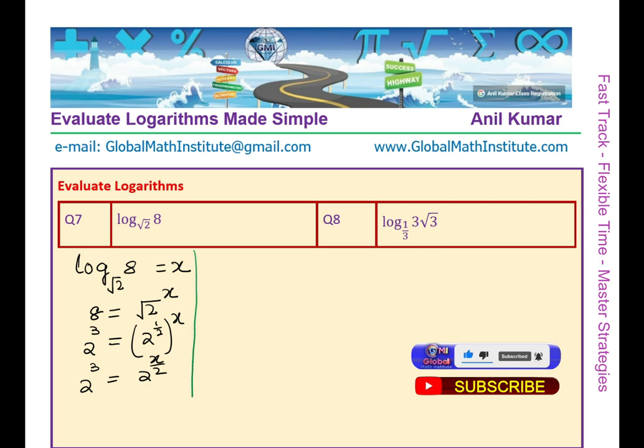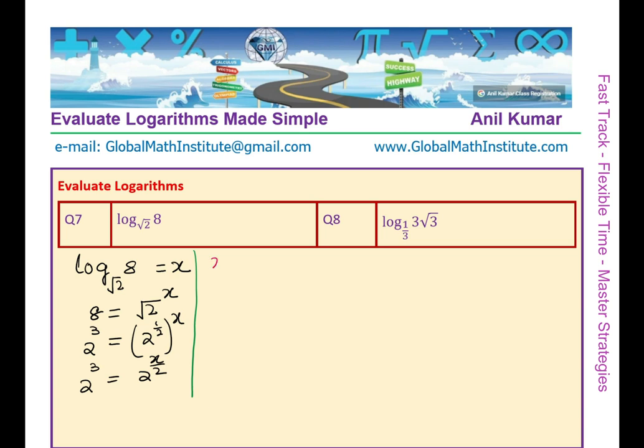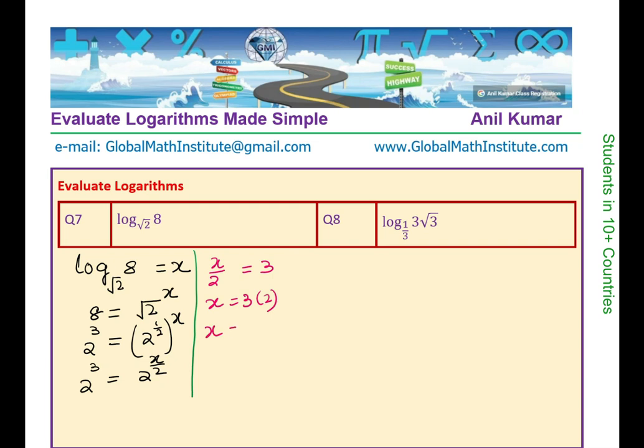Now, you can solve this. Exponents are same. That means x by 2 equals 3, x equals 3 times 2, or x equals 6. So we get this value as 6. Correct? Perfect. Now let's do the next question. Follow the same strategy, right? I could show you some other tricks also to work with, but I want to follow the same method consistently.